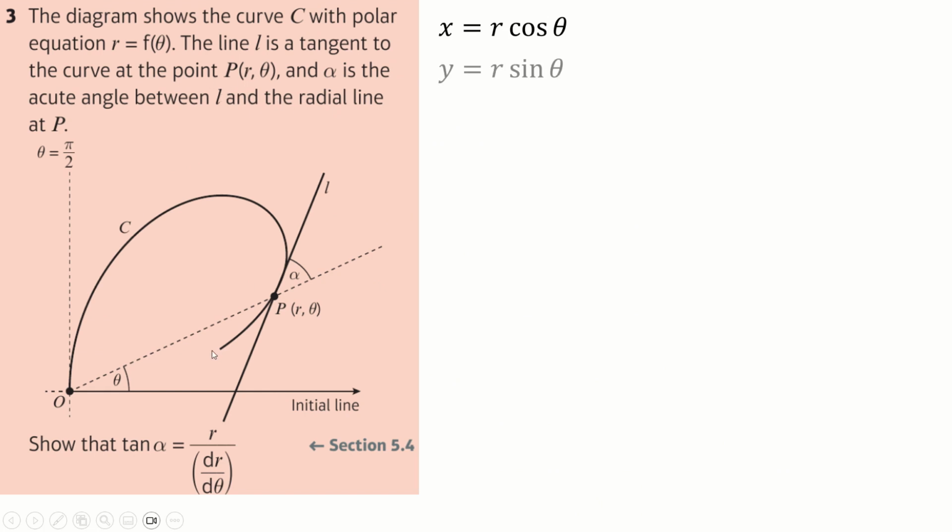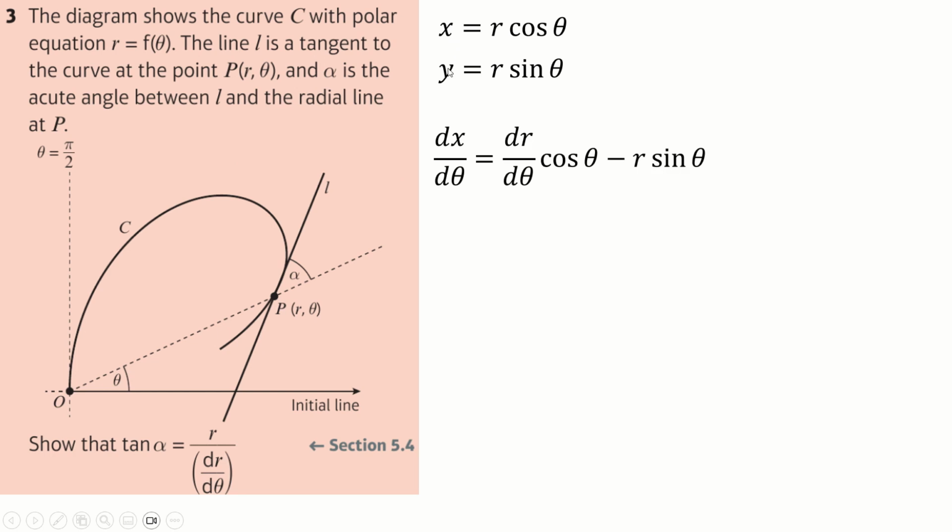Anyway, x equals r cos theta, y equals r sin theta, because it's polar coordinates. What we're going to do here is work out the gradient of this line here. Of course, the gradient of this line is dy by dx. But to do that, I need dx by d theta and dy by d theta first.